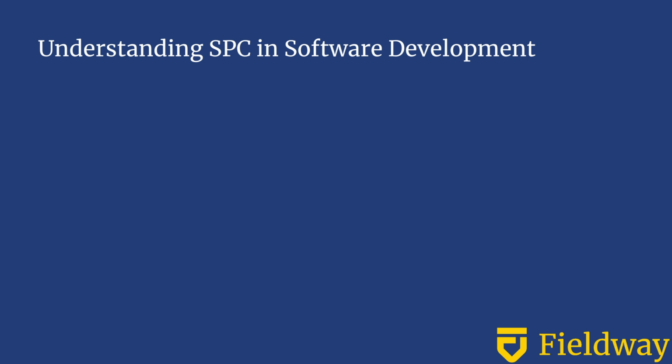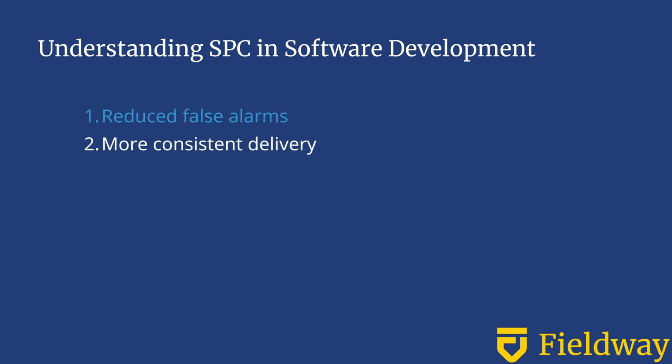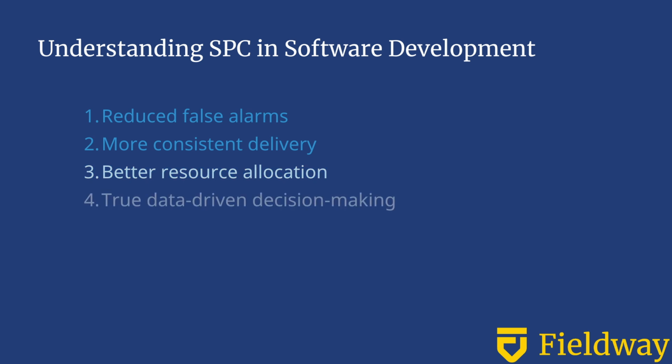The key benefits of SPC in software development include reduced false alarms so your team stays focused on real issues, more consistent delivery through better process understanding, better resource allocation by knowing when to investigate and when to stay the course, and true data-driven decision-making rather than gut reactions to every metric change.